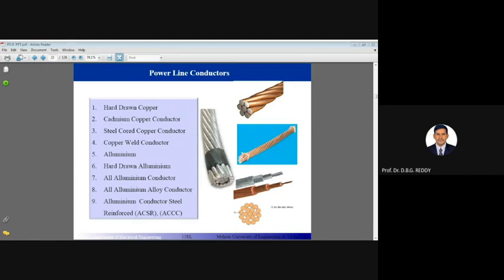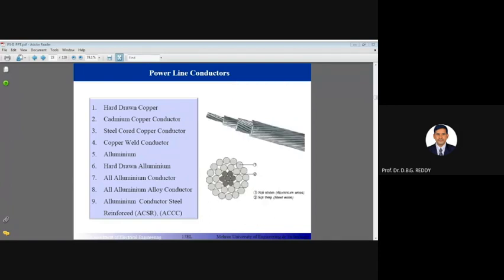You can see many conductors in this list: argon copper, cadmium copper, steel cored copper, copper welded conductor, aluminum, all aluminum conductor, argon aluminum, all aluminum alloy conductor, aluminum conductor steel reinforced (ACSR), ACCC. These are the various types of conductors we are using in transmission systems. Practically, these are all the types of power line conductors, so you can remember them.